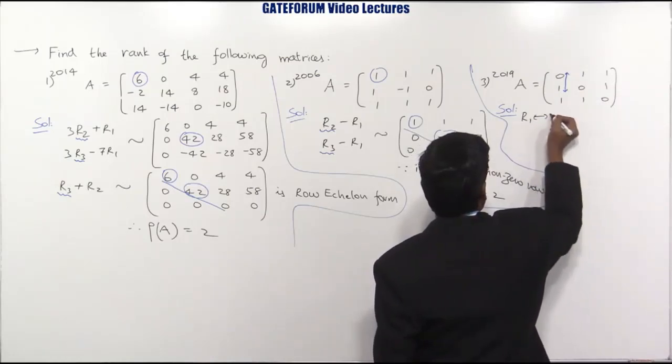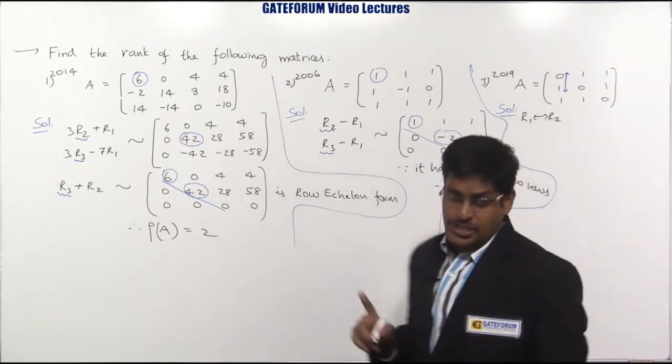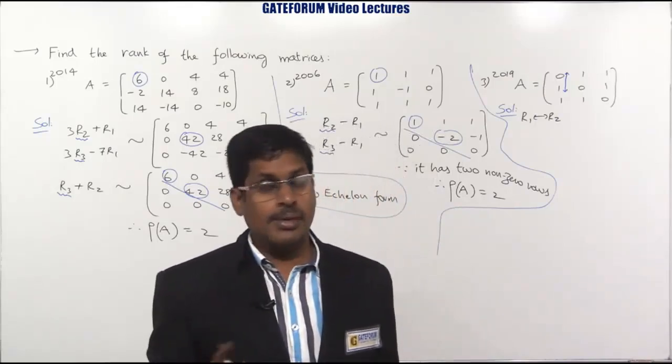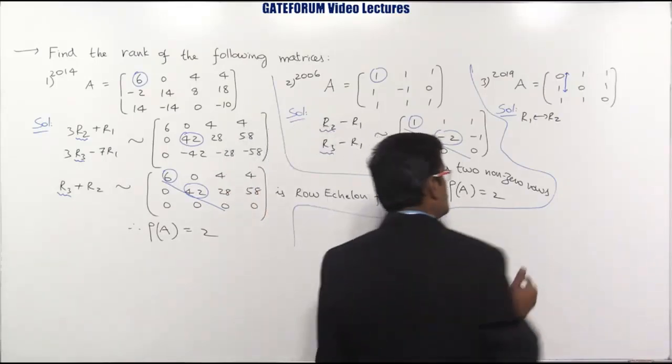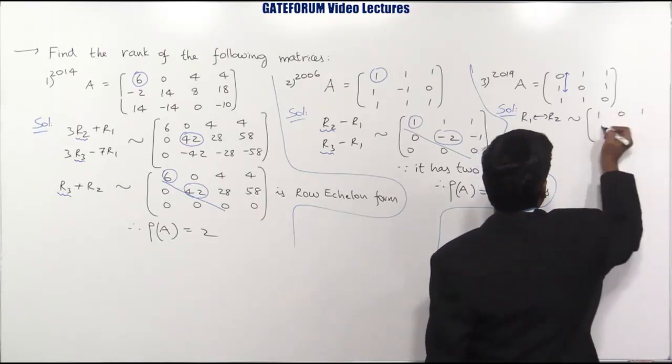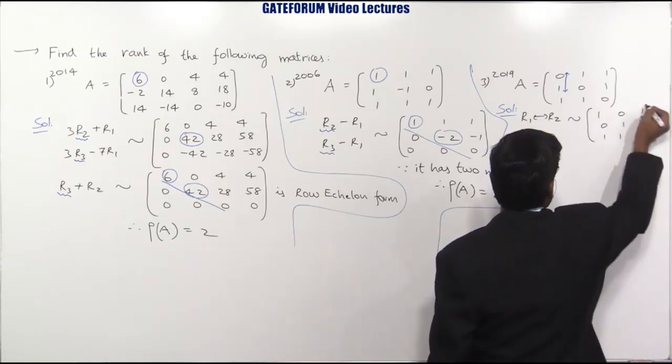Don't put minus outside. When you interchange 2 rows or 2 columns, the determinant value is affected by sign. But in a matrix, there is no effect. You will be getting an equivalent new matrix: 1, 0, 1; 0, 1, 1; 1, 1, 0. Now let us start.